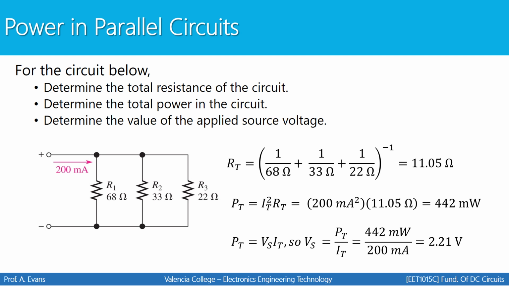Since we know that the total power is also equal to the source voltage times the total current, we can rearrange this to say that the source voltage has to be the total power divided by the total current. Then we can take the total power we just calculated, divide by the total current to figure out what the source voltage has to be. In this case, 2.21 volts.